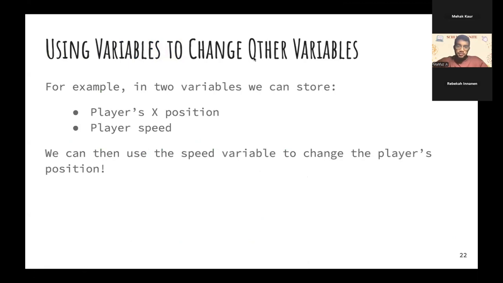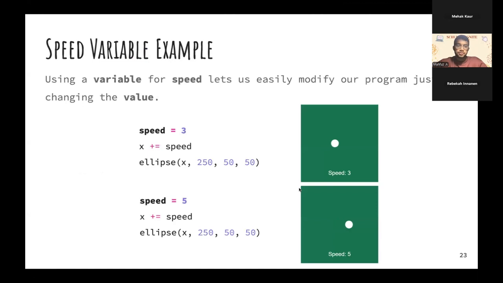So using variables to change other variables. For example, in two variables, we can store the player x's position and the player's speed. We can then use the speed variable to change the player's position. So this is an example of the speed variable. Using a variable for speed lets us easily modify our program just by changing the value. So here, speed is 3, and each time we run this, it changes the x value by 3.